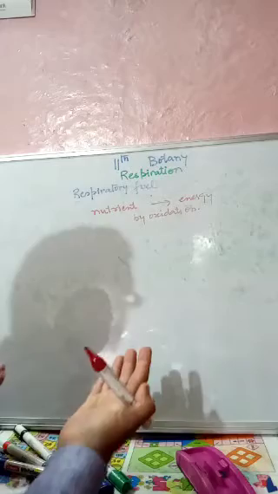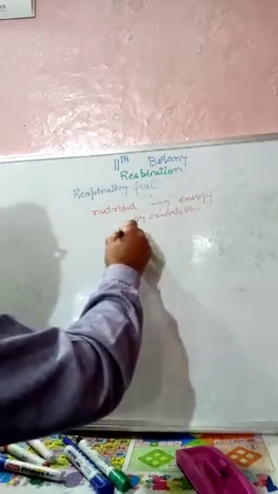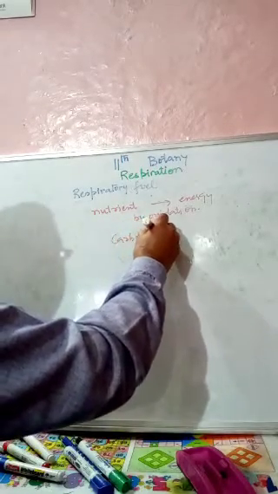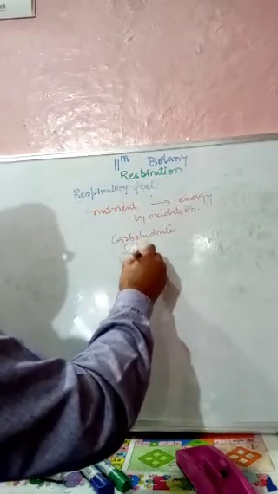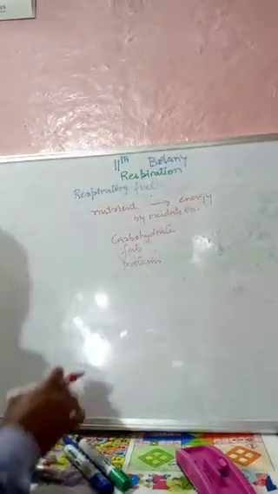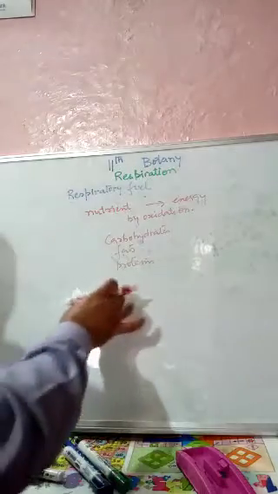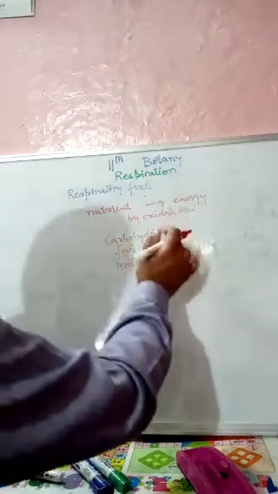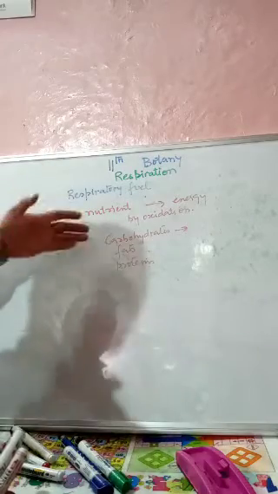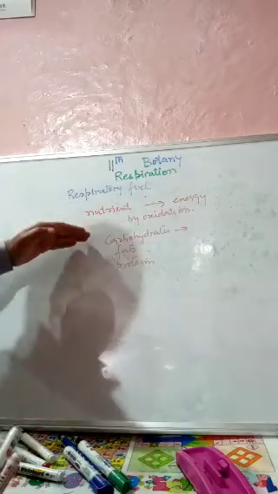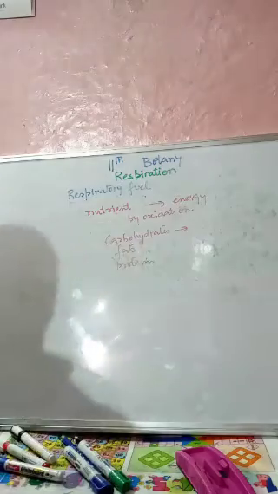Now we take different types of foods. We take carbohydrates, we take fats, we take proteins. All of these can be taken as respiratory fuel. But the main respiratory fuel is carbohydrate. Though we take different types of nutrients, carbohydrates, fats, proteins, carbohydrate is considered the main respiratory fuel.